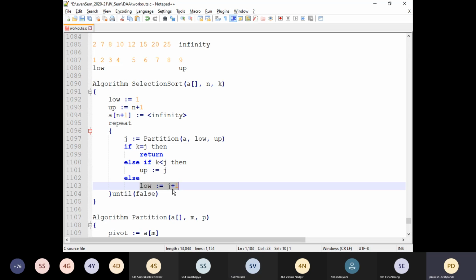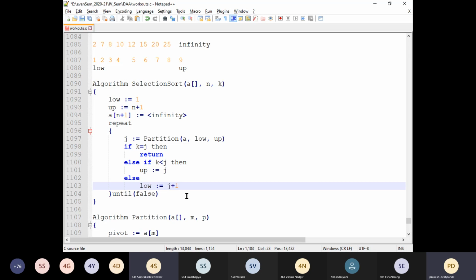Yes, sir. Okay, now if you notice here in the selection sort, we make use of another type of looping construct called repeat until. Now, can anyone tell me, this repeat until will get executed when the condition is true or when the condition is false?